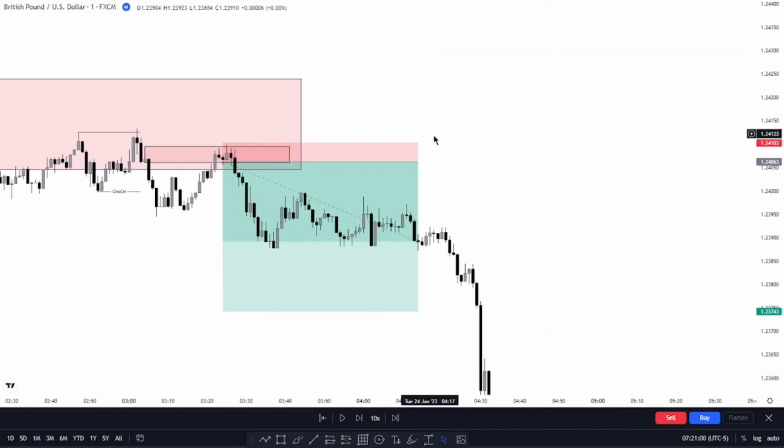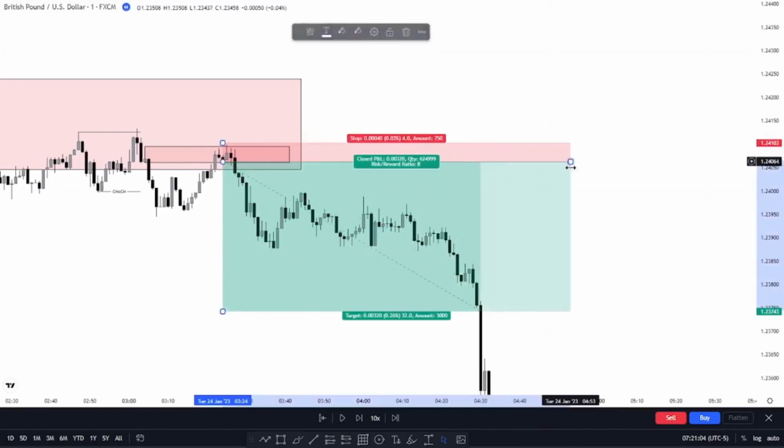So as you can see, it smashed our target conveniently and comfortably, and even went further than that. But if you wanted to trail, once it breaks structure, you can start trailing your stop. All right, this would have given you an easy 8% of your account.